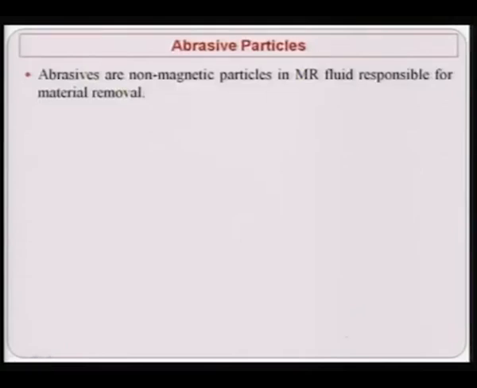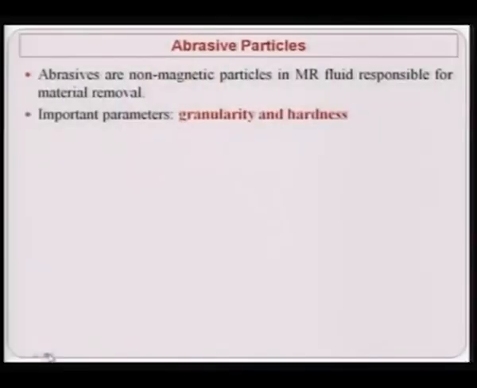Abrasive particles are non-magnetic materials in MR fluid responsible for material removal. As I have mentioned earlier, these are the abrasive particles which really remove the material from the workpiece, while chains of iron or carbonyl iron particles just act as the bonding material in the grinding wheel, and they hold these abrasive particles. When there is a relative motion between the abrasive particle and the workpiece surface, material is removed in the form of microchips or nanochips depending upon the finishing conditions.